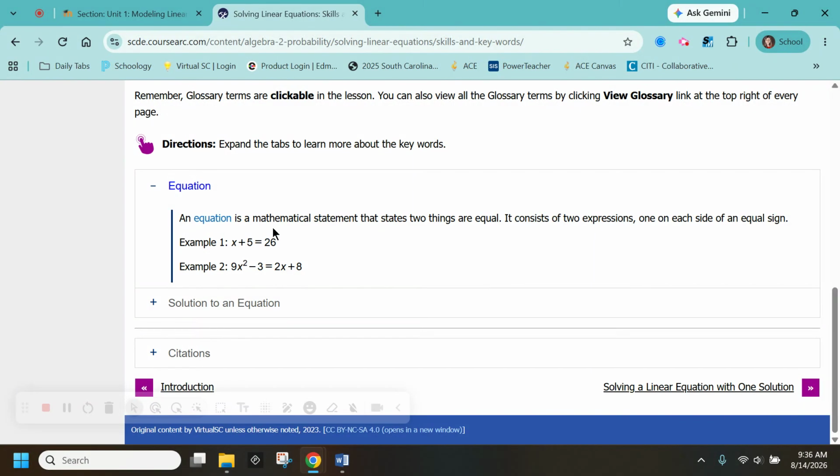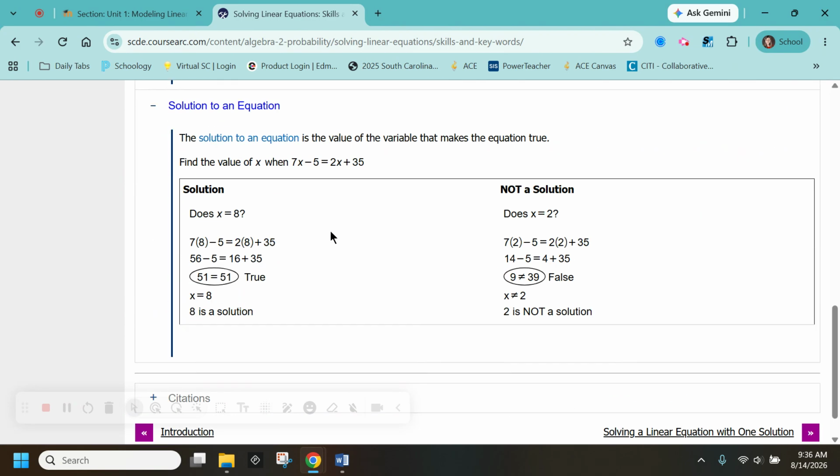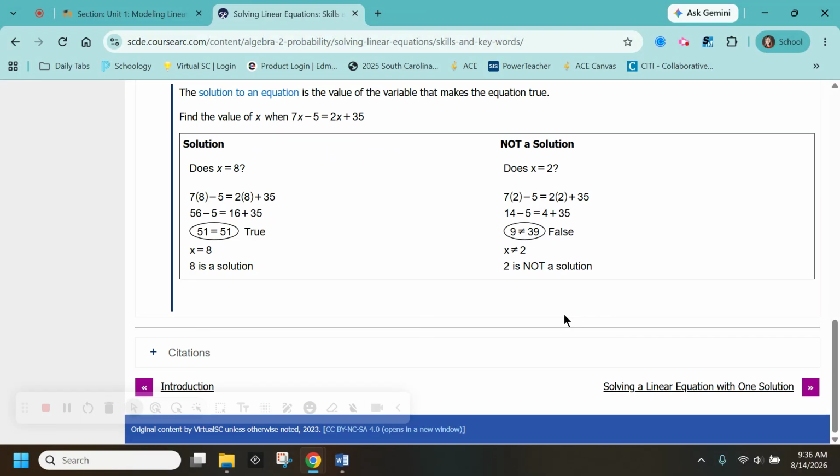An equation is a mathematical statement that states two things are equal. It consists of two expressions, one on each side of an equal sign. As for the solution to an equation, does x equal 8? We can plug x back in, or substitute it back into our original equation. If this is true, then yes, 8 would be a solution. If we substitute our value back in and get a false statement, then no, it's not considered a solution.